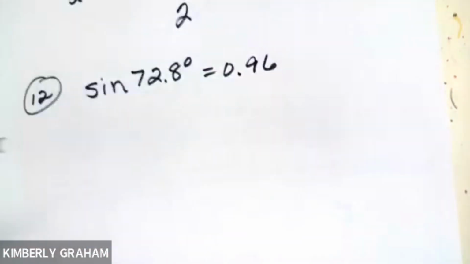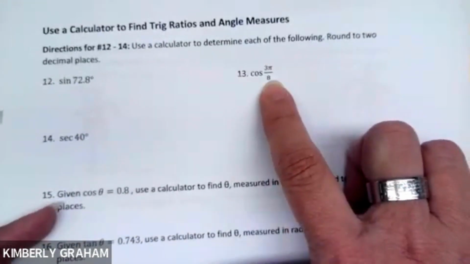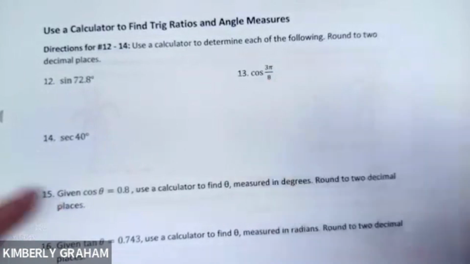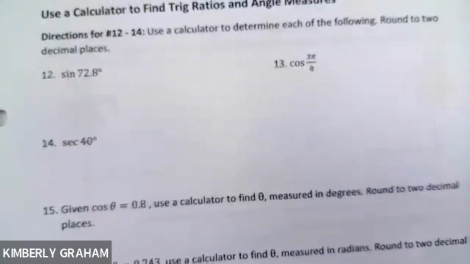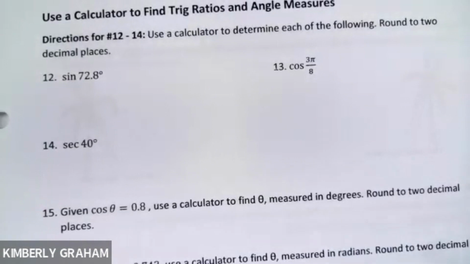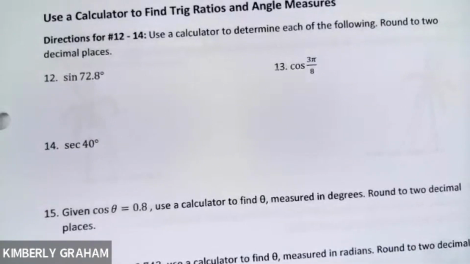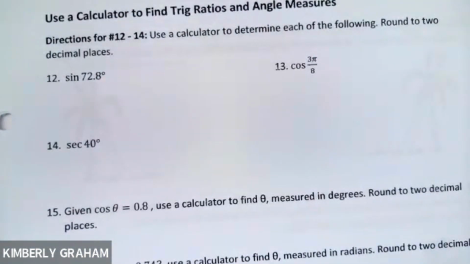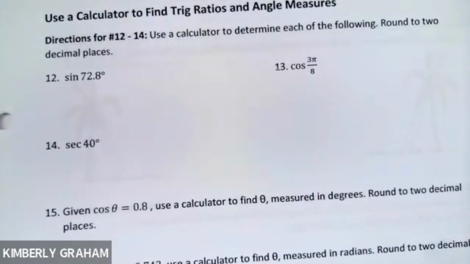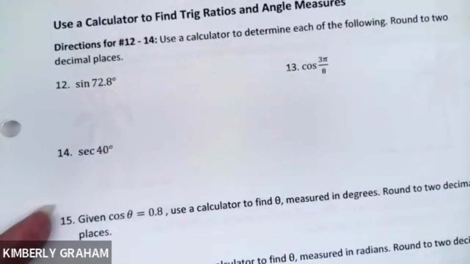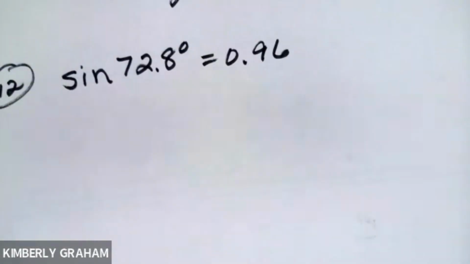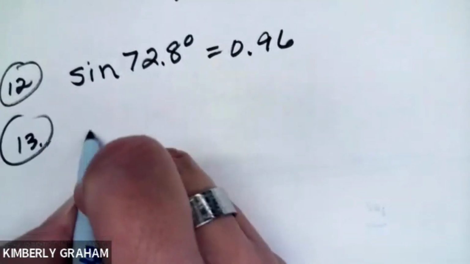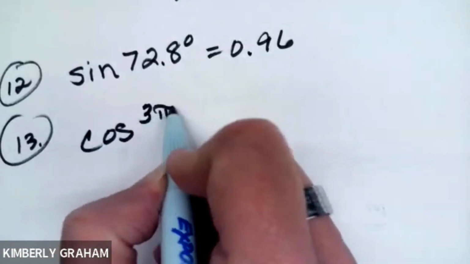Now, I want to point something out about this problem. I'm not told that this is radians, and you cannot just assume that if it has a pi, it's radians, and if it doesn't have a pi, it's degrees. If you're in degrees, it's going to have that degree symbol. If you do not have that degree symbol, you're in radians, whether you have the pi there or not. Does that make sense? Okay. So degrees is going to have a degree symbol. Otherwise, you're in radians. All right, so problem 13, I want to find the cosine of 3 pi over 8.